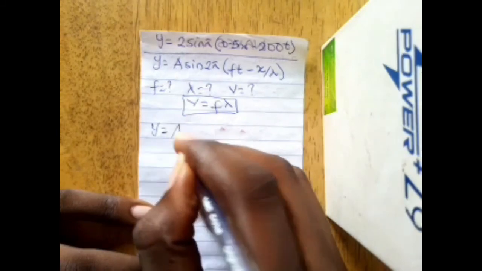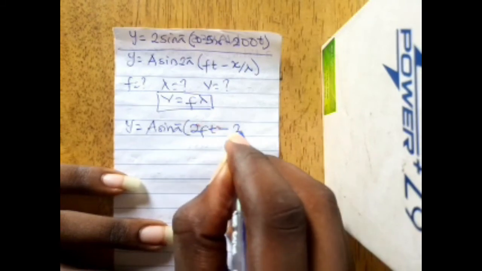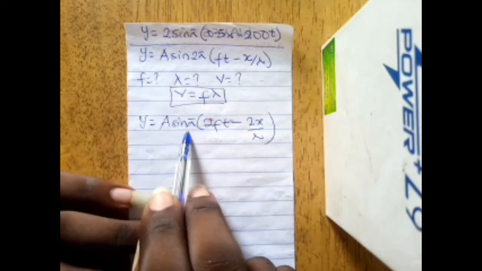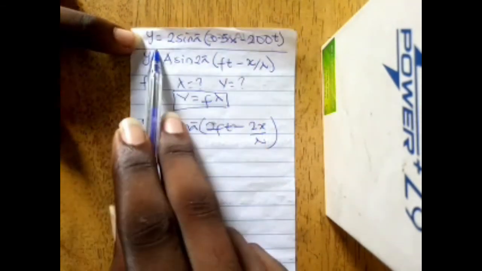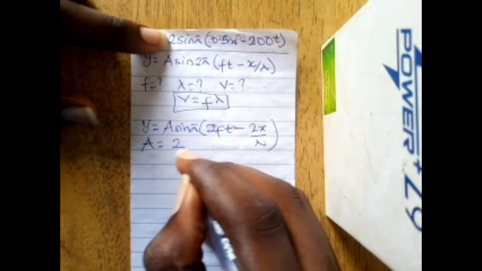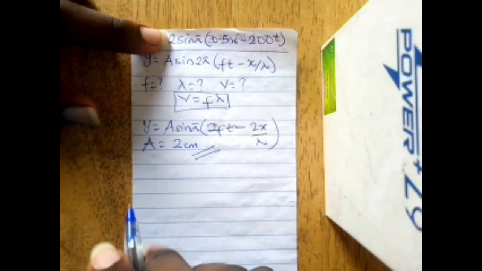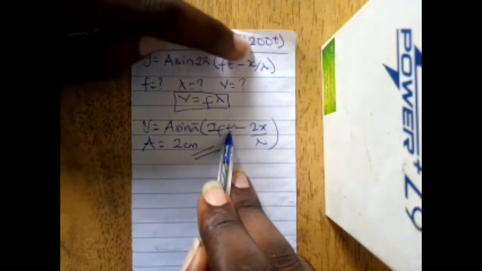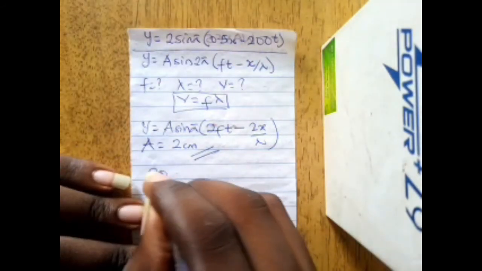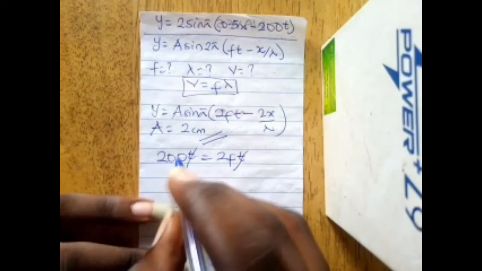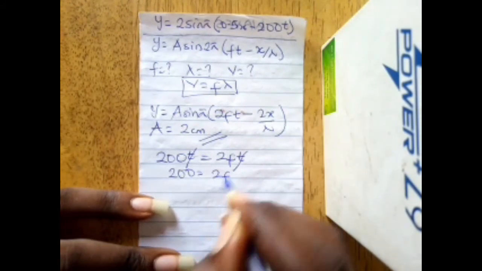We have y equals a sine pi times 2ft minus 2x over lambda. This is the standard form. I just rewrote the standard form so that I can compare with the question given. Now in comparison, y equals y, a equals 2, a equals 2 centimeters. So our amplitude is 2 centimeters. Now I have sine pi, I have sine pi. Here I have 2ft, here I have 200t. So 200t equals 2ft. I have time, I have time. So I have 200 equals 2f. So f gives me 100.